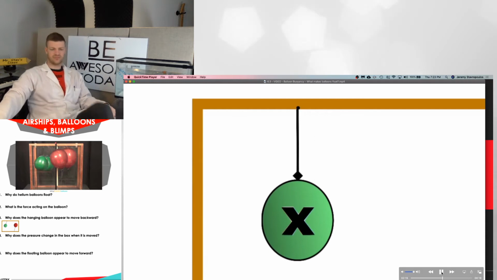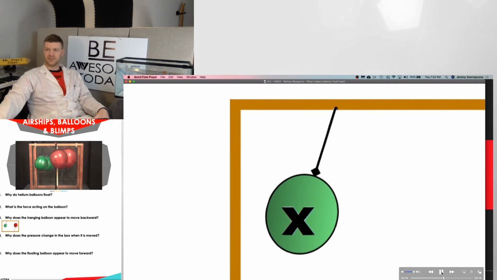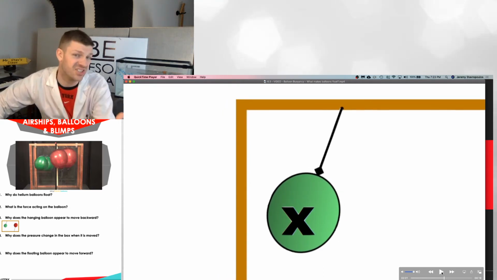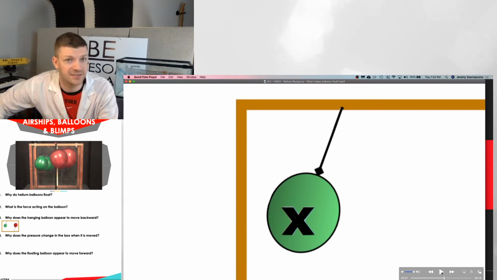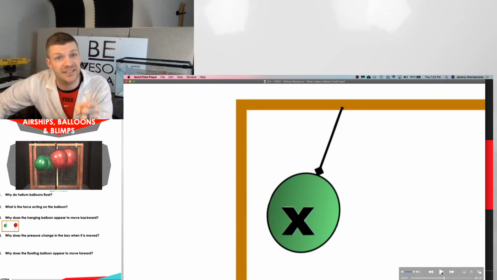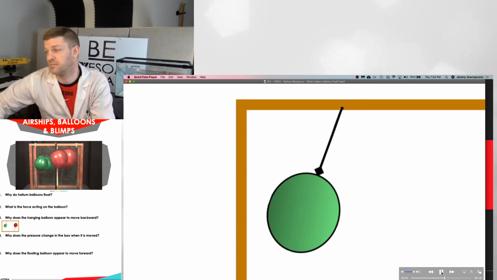The balloon wants to stay in place as the box moves forward, so it appears to fall backwards in the box. So listen to her words carefully. It appears to fall back. And in actual fact, the box is the one moving forward. That balloon is actually staying put. It's staying where it is. Now for the helium balloon.